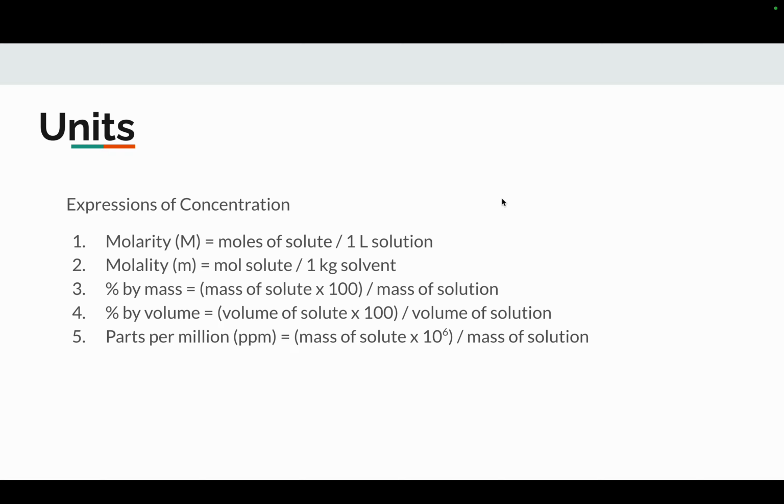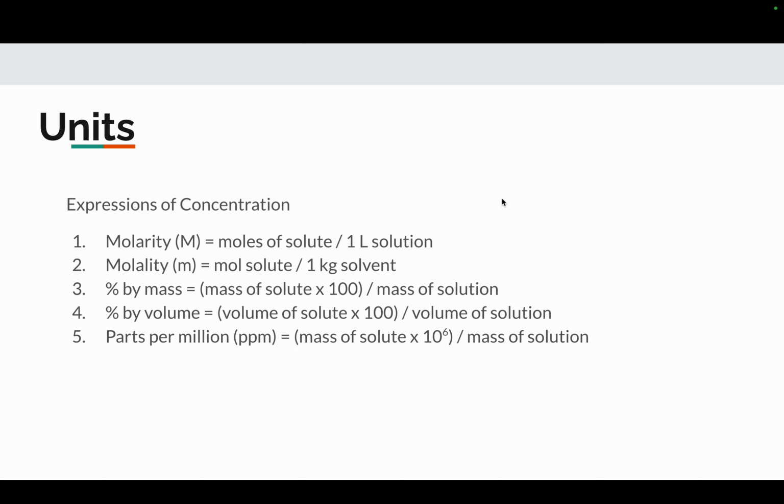Percent by mass and percent by volume are pretty similar. You take the mass of the solute, the thing that you're adding to the solution, and you divide this by the total mass of the whole solution, including that solute, and then you multiply that by 100. This is the same case for volume, percent by volume, but now instead of taking the mass, you're taking the volume of both the solute and the solution. Now, in this case, for percent by mass and percent by volume, it doesn't matter whether or not you use kilograms, grams, liters, milliliters. All that matters is that the units are the same for both the solute side and the solution side.